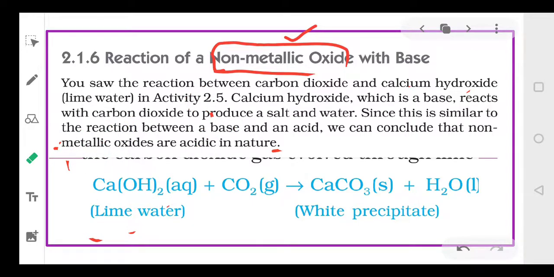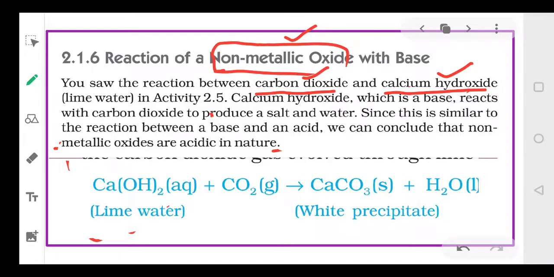Now see, the reaction says what? Reaction of non-metallic oxide with base. So in this activity, we'll have carbon dioxide and we will have calcium hydroxide. Non-metallic oxide is your carbon dioxide and your base is calcium hydroxide. And these two, they will react with each other.